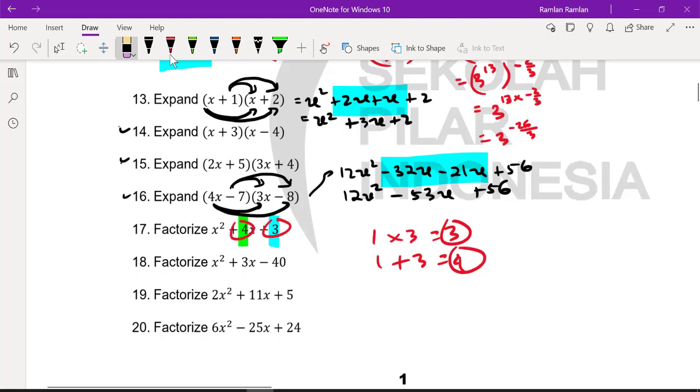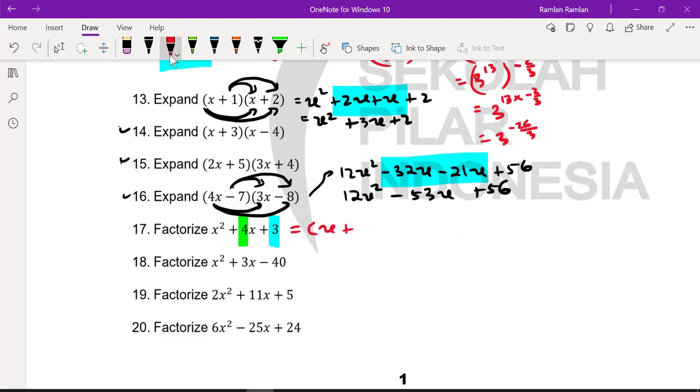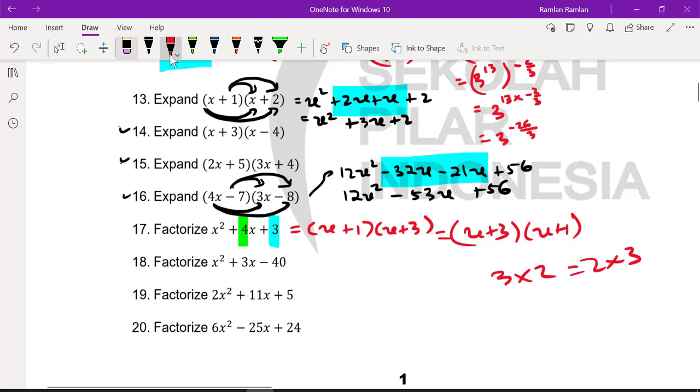So both of them are positive, so we can just write down that it will be equal to x plus 1 times x plus 3. It doesn't matter if you write it down like this, guys. It's the same thing, like if I have 3 times 2, that'll be just equal to 2 times 3, right? Okay, so that is for number 17.